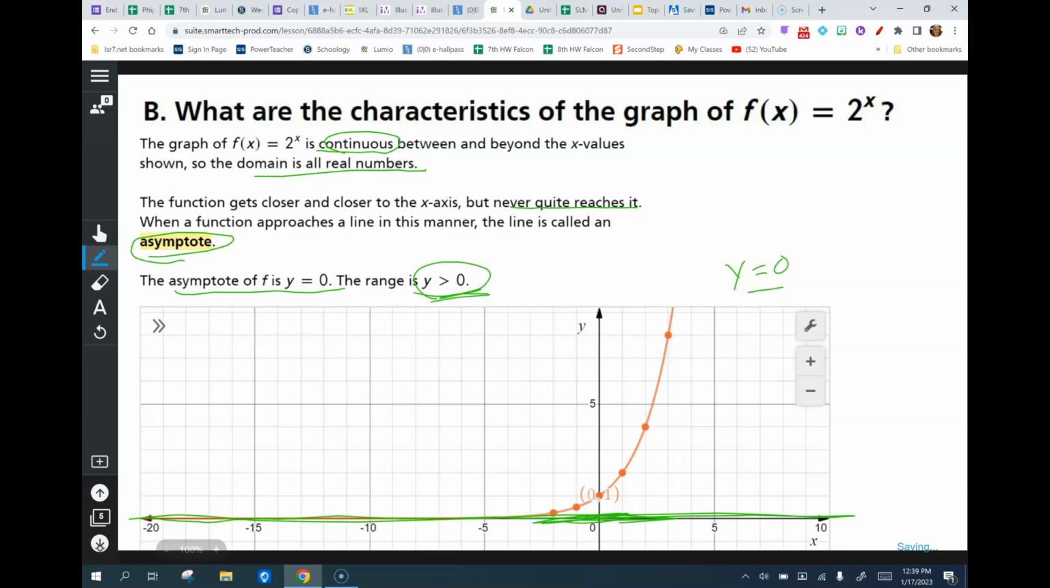So in your notes, if you haven't already written it down, you want to write that your domain is all real numbers, and what your asymptote is. The function approaches a line, and that line is called the asymptote. Okay? So get that in your notes. Pause if you need to.